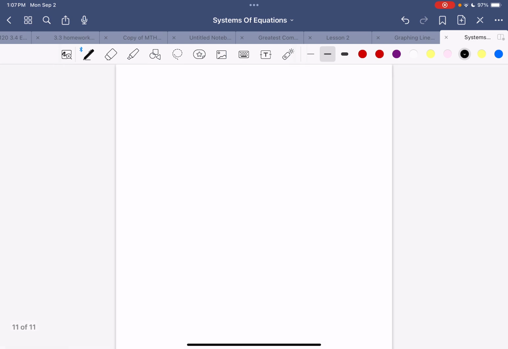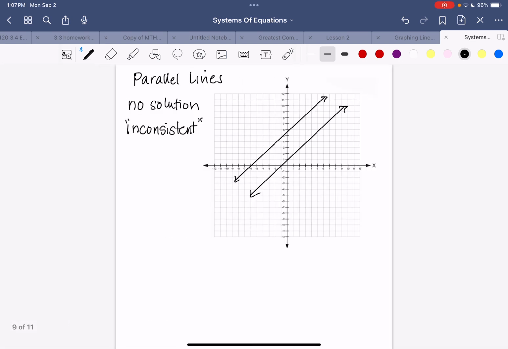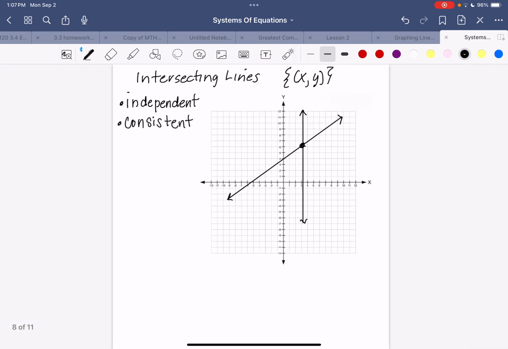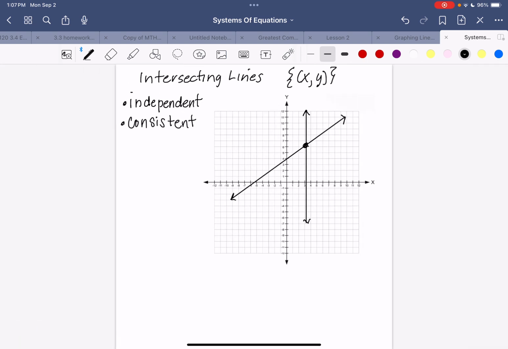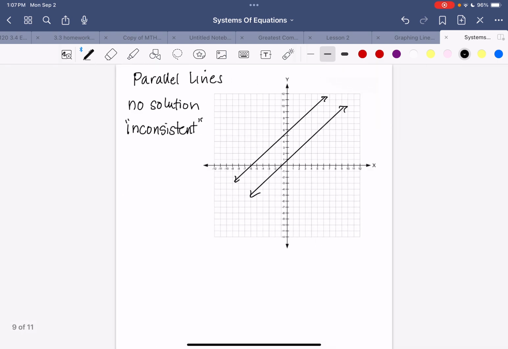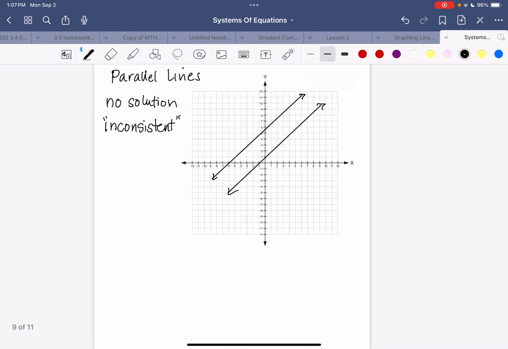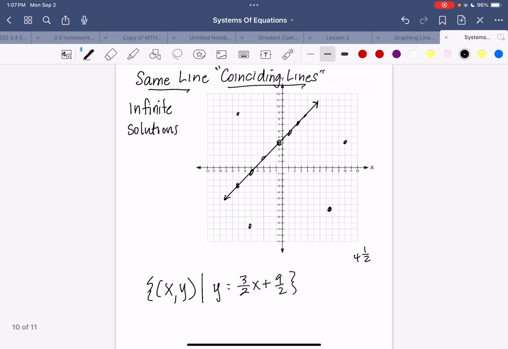And the last one is, let's see. Oh, okay, so that's all of them. This one's crossing lines or intersecting lines are independent, consistent. Parallel lines have no solution, inconsistent. And these are consistent but dependent.